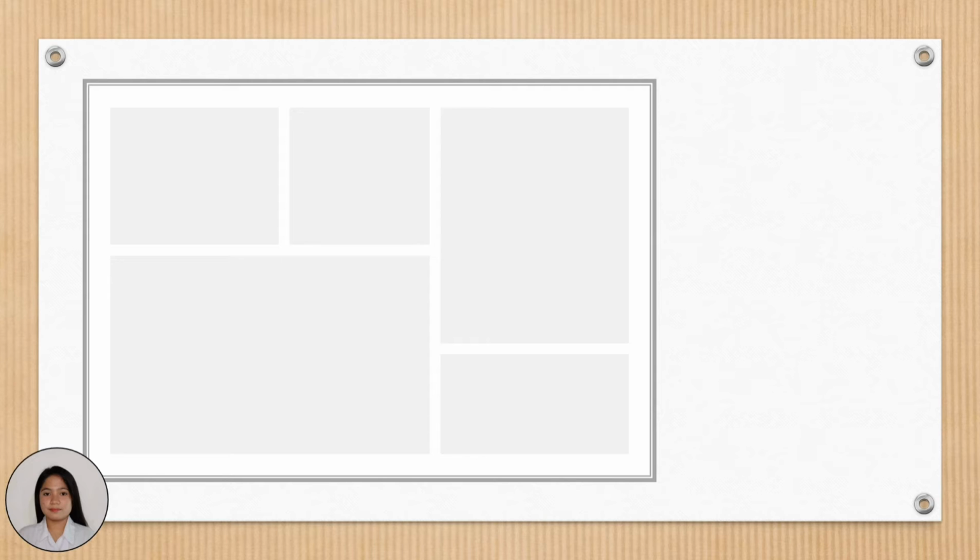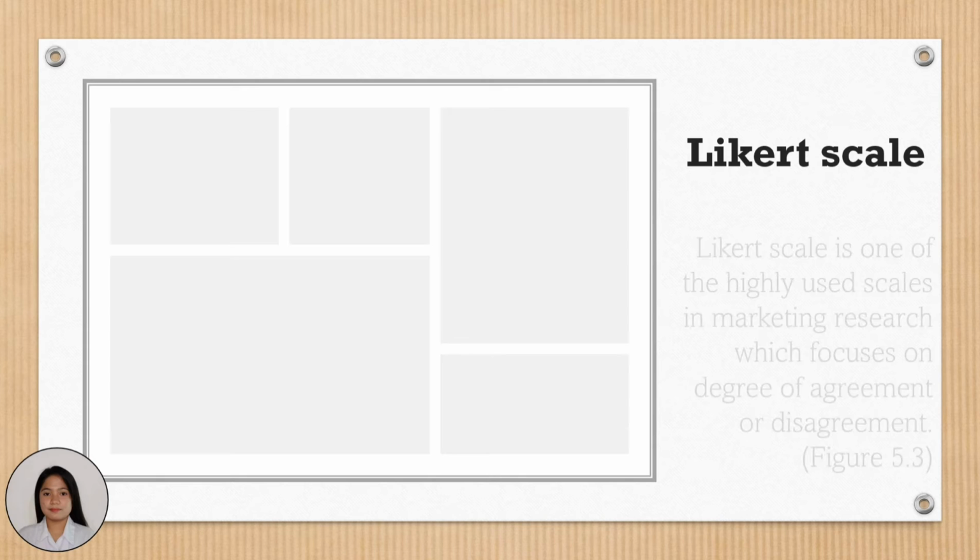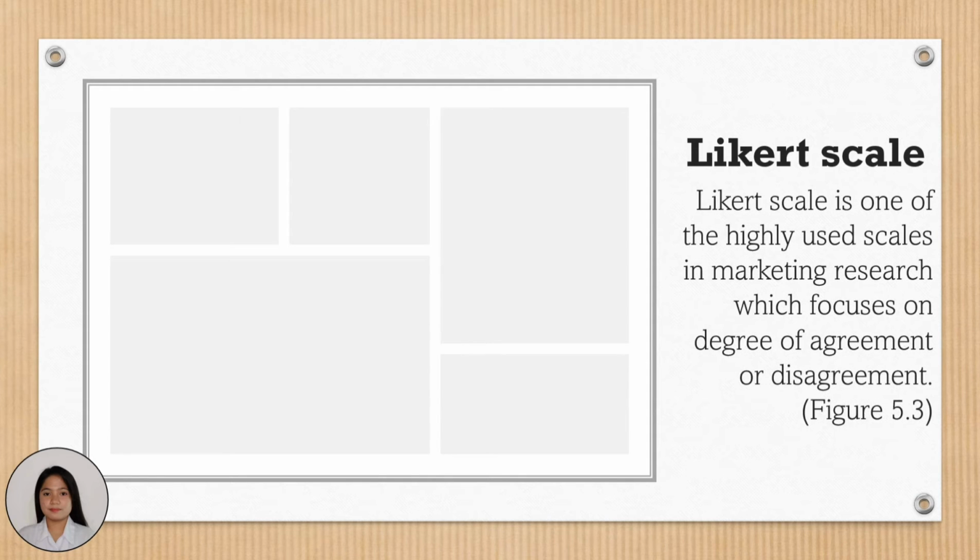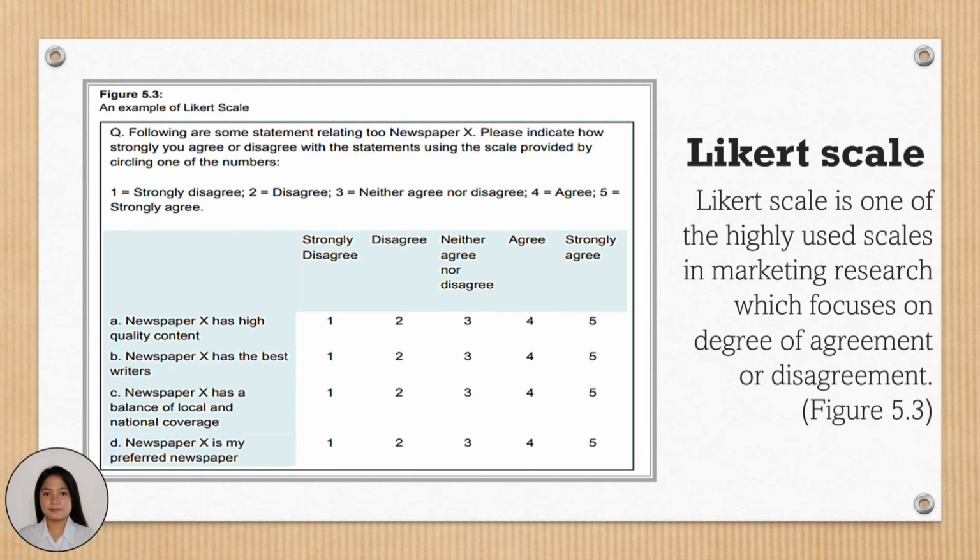Next is 5.7.2.1 The Likert Scale. This Likert scale is one of the highly used scales in marketing research which focuses on degree of agreement or disagreement. This scale is named after Rensis Likert who developed the scale. Dito naman sa scale na to, yung mga respondents sasagot kung agree ba siya o hindi sa nakalagay na statement. Ito yung kadalasan nating nakikita na may nakalagay na strongly disagree to strongly agree.